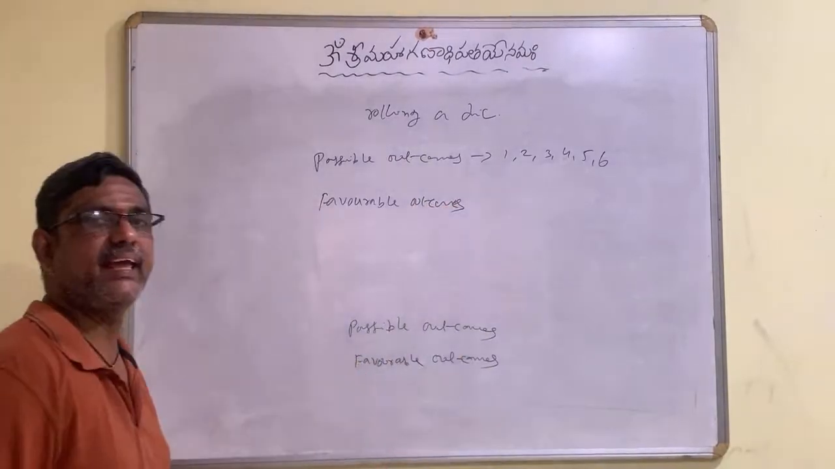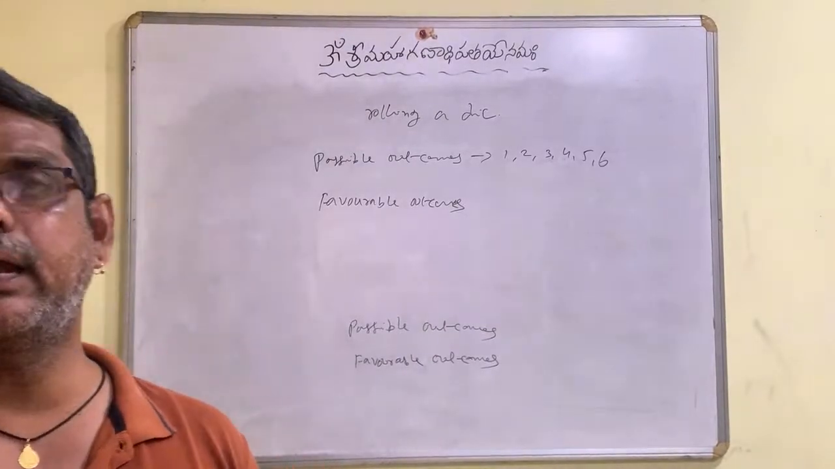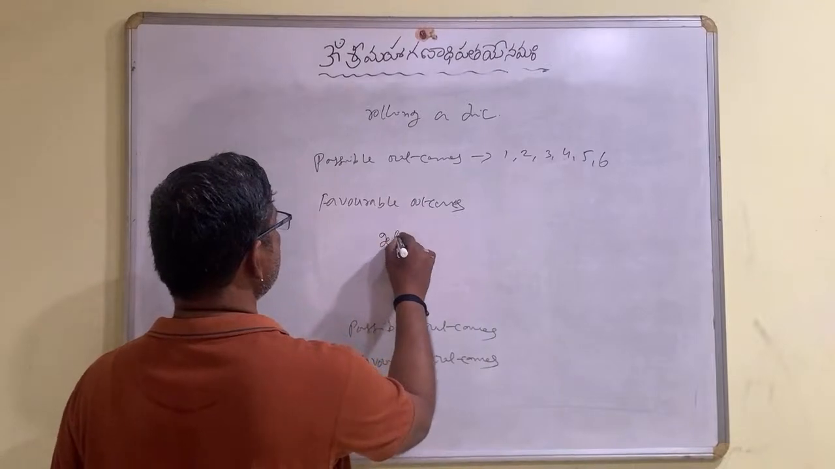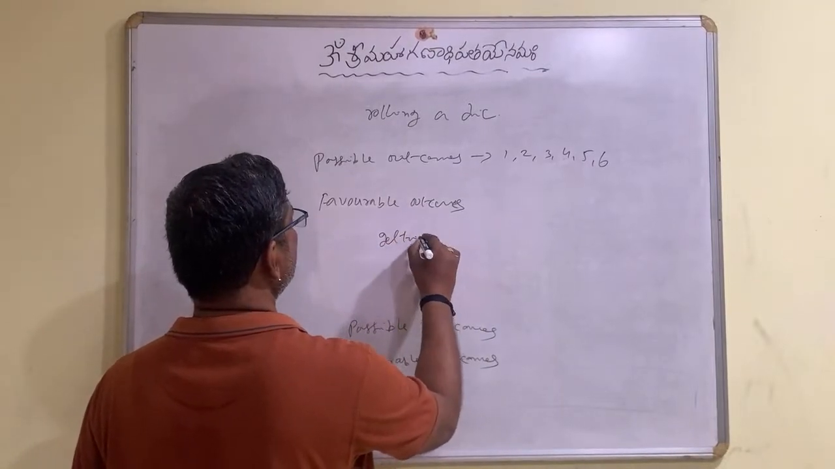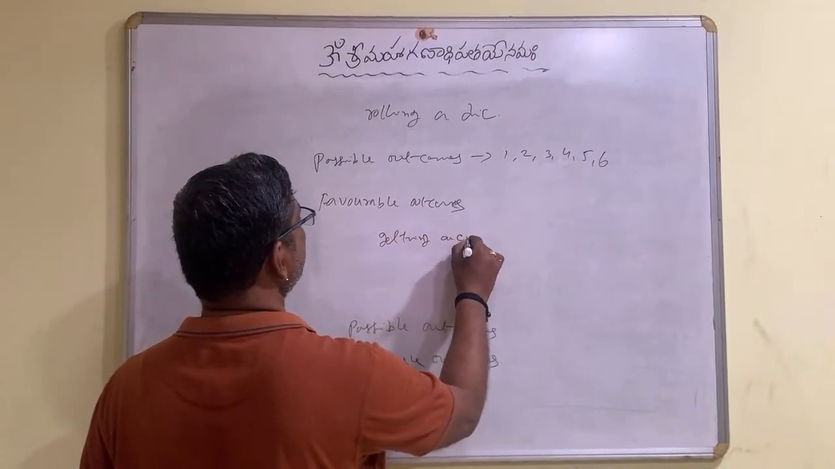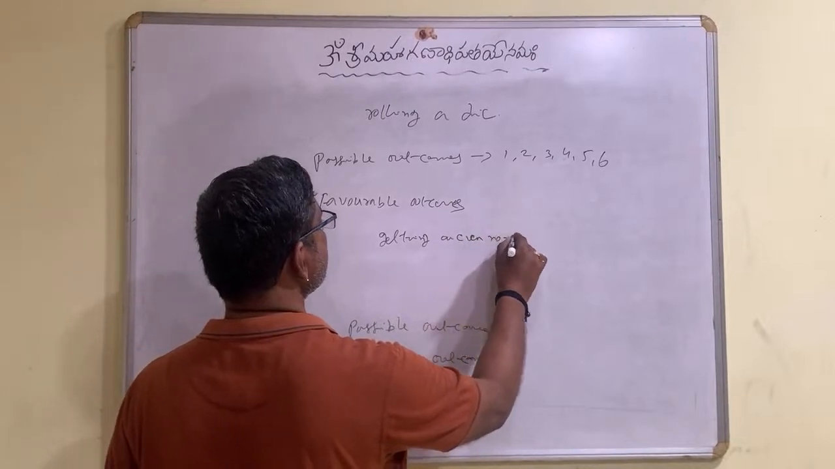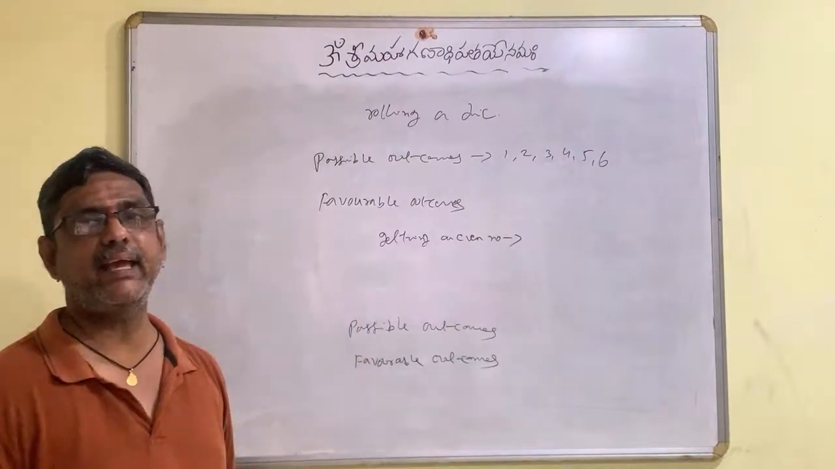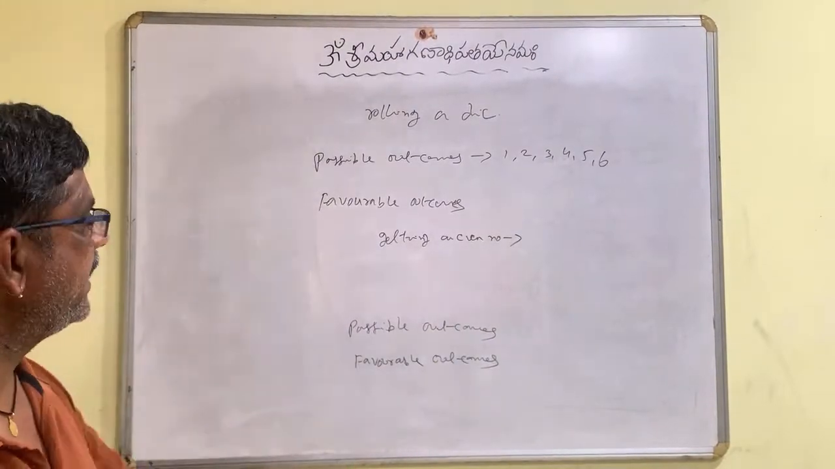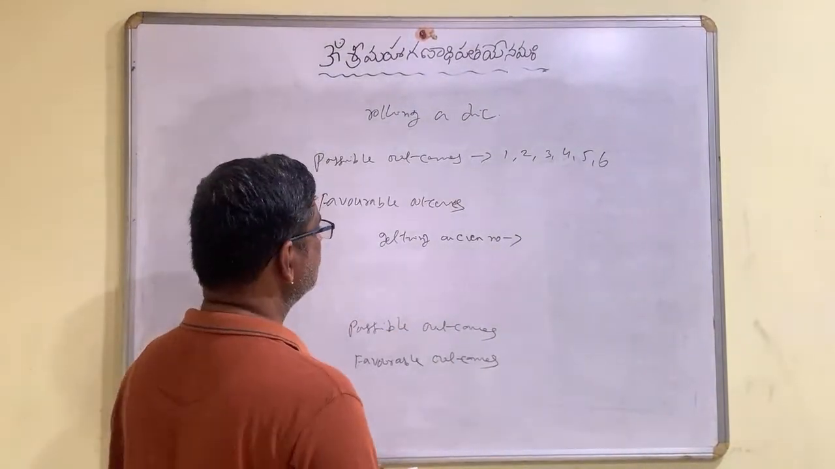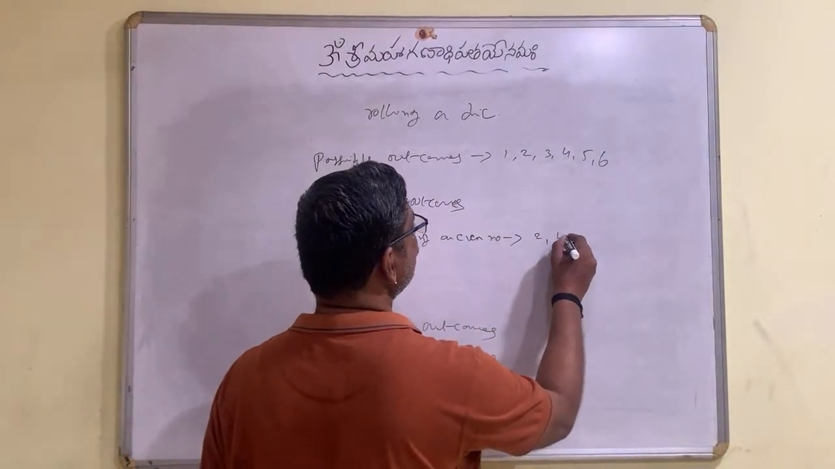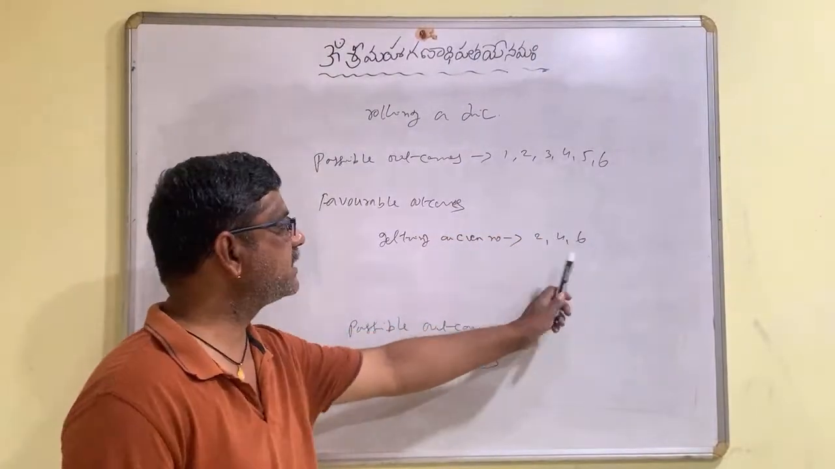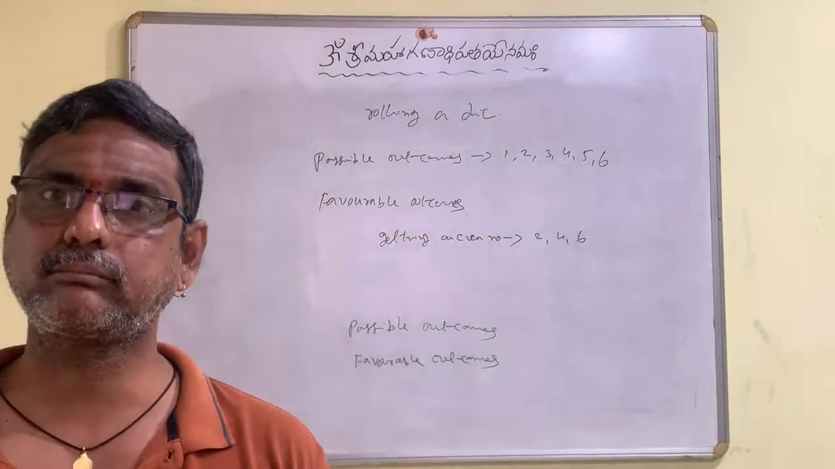It depends upon the event. My event is getting an even number. Favorable outcome depends upon the event. Now my event is getting an even number. So the favorable outcomes are 2, 4, 6. These are possible outcomes and these are favorable outcomes.